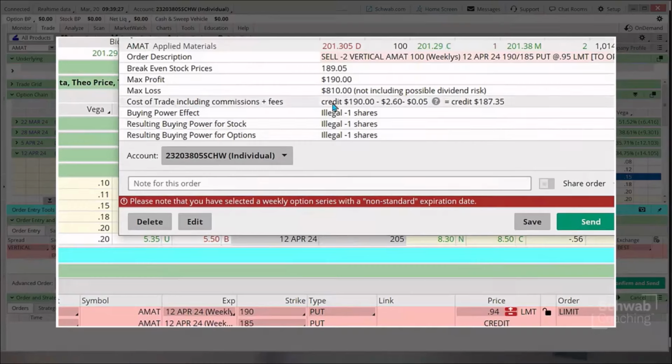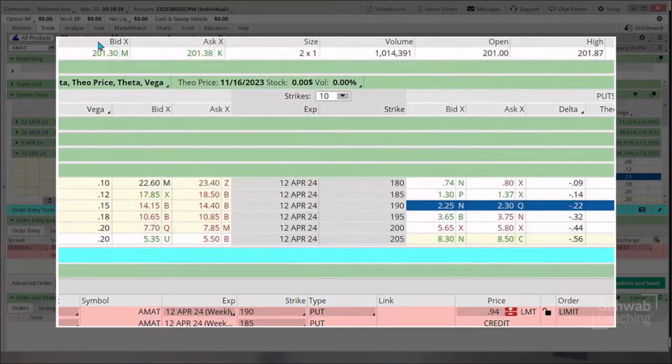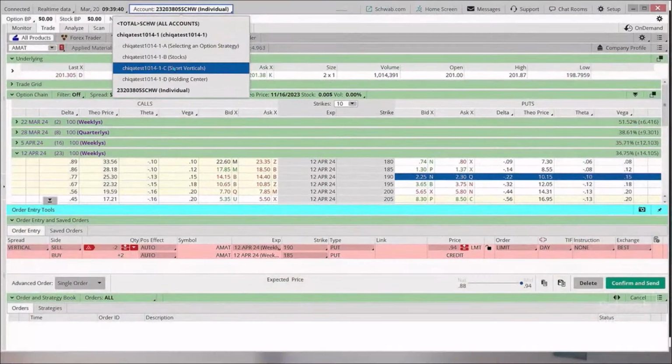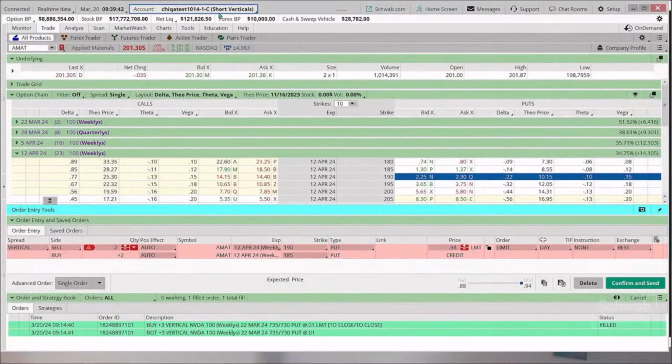But here's our cost of trade, including fees and commissions and the like. So we want to review those things and I want it to come in here too. Yeah, I don't want it to go into individual. Let me come out here and choose edit. And I want to come back over here to short verticals. That's where we want it to go. We want it to go into our short verticals area. Come over here and do confirm and send.